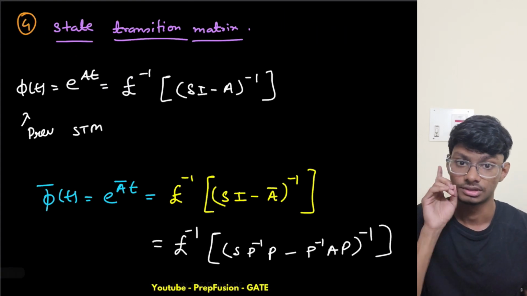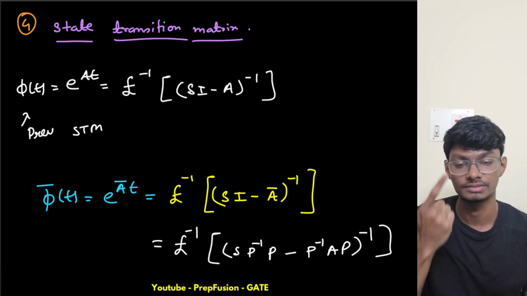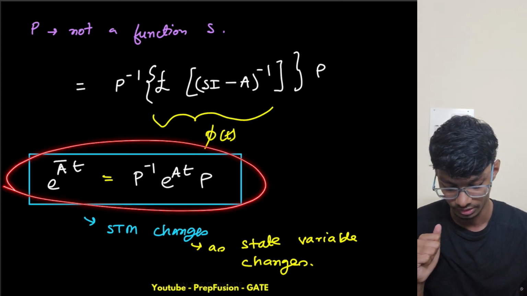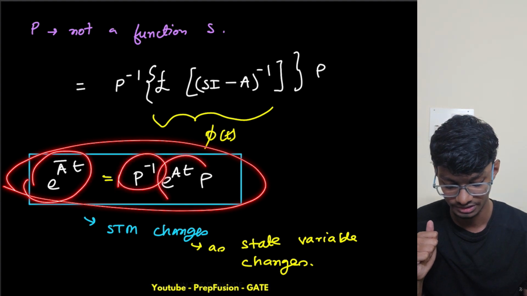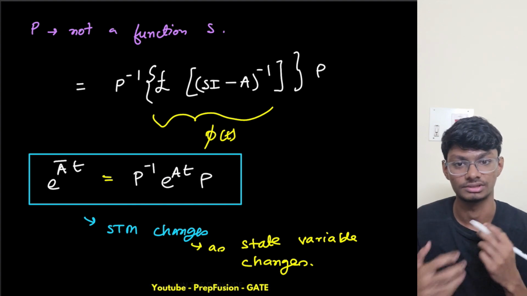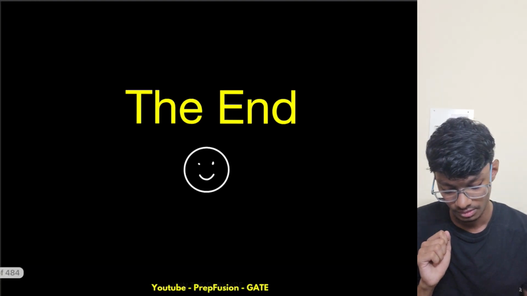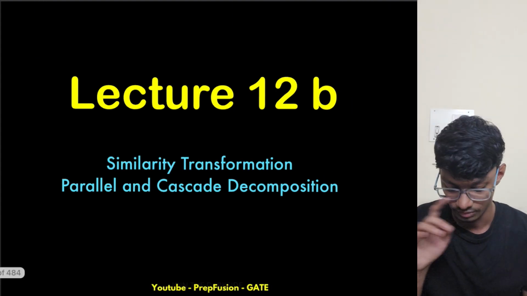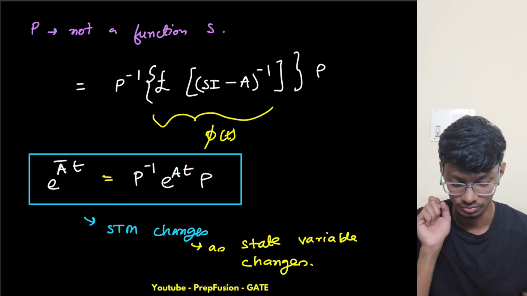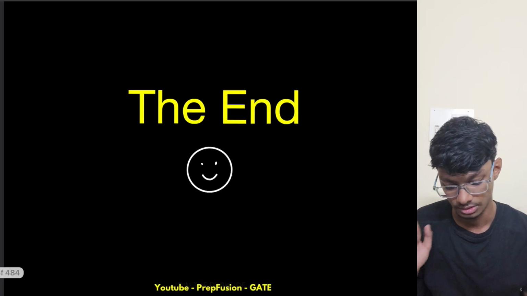The state transition matrix will change, because the state variable is changing. The new state transition matrix will be P inverse of the old state transition matrix times P. This formula looks like a diagonalization. So the STM changes. One limitation on P is that its determinant cannot be 0; it should be a non-singular matrix, as I explained at the start of the previous lecture. That was the basic revision.